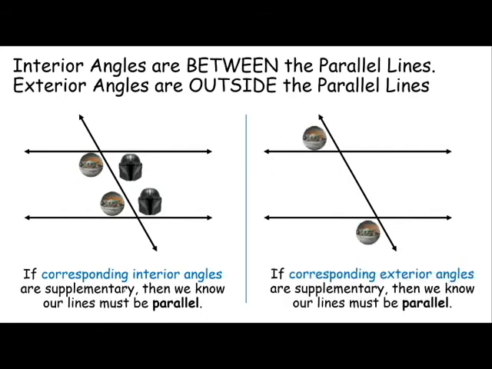These are corresponding exterior. Notice they are outside the parallel lines. They are on the same side of the transversal. Notice this is acute and obtuse. These will be supplementary if the lines are parallel.